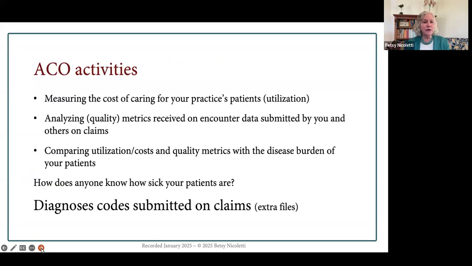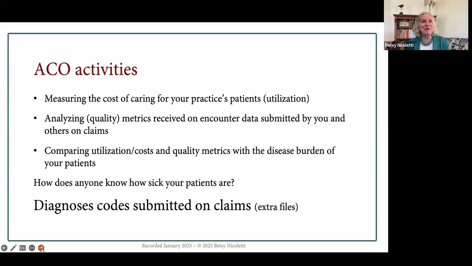So accountable care organizations are measuring the cost of caring for your group of patients. What's the utilization? What are the resources being used? They're analyzing the quality metrics for your patients: outcomes, hemoglobin A1C levels, getting preventive medicine services. And then they compare that utilization, the costs, and the quality measures with how sick your patients are.